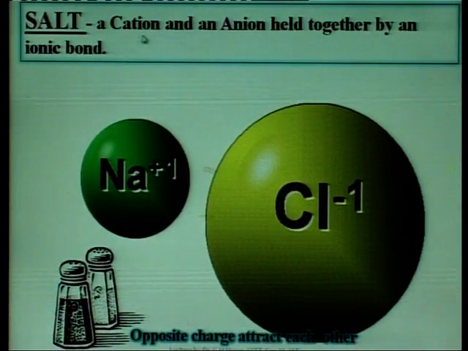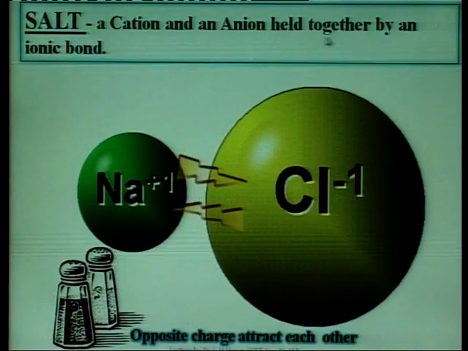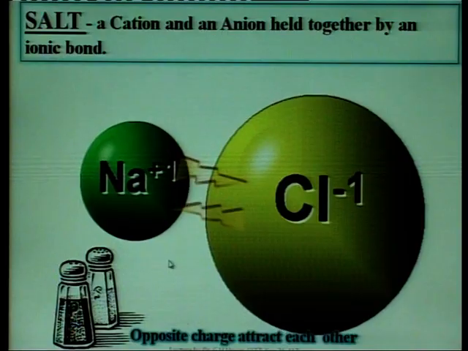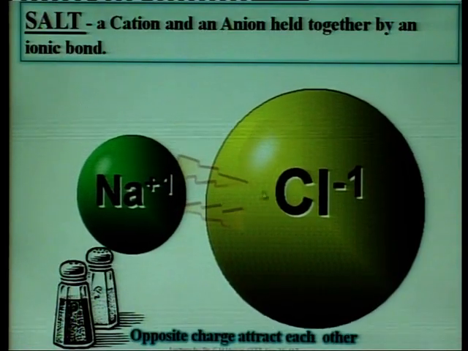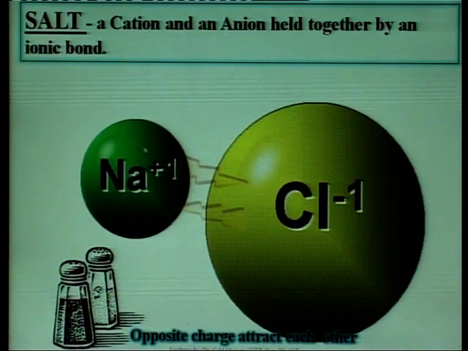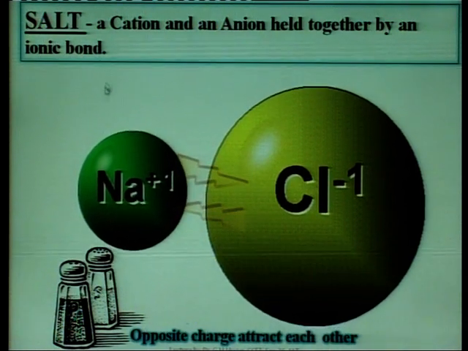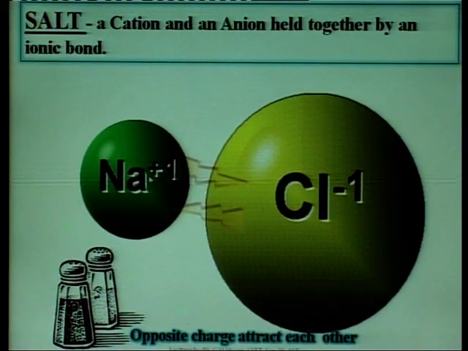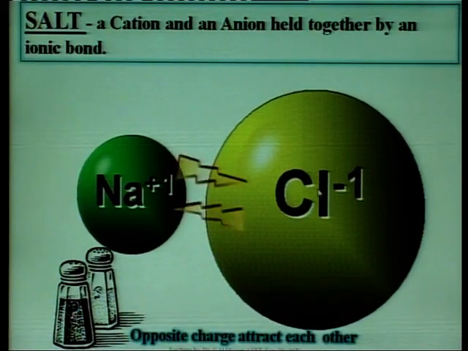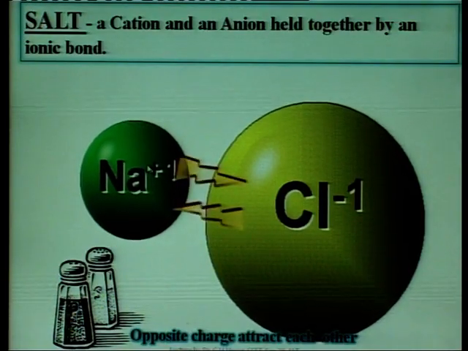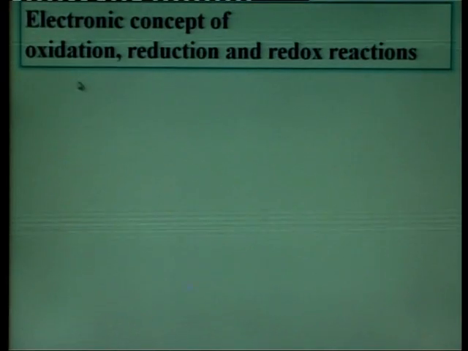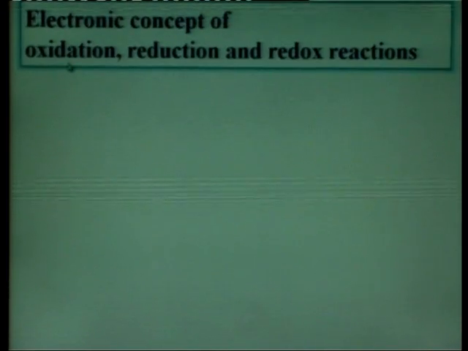When we take common salt, it contains a cation and an anion held together by an ionic bond. The strong electrostatic force of attraction between the chloride ion and the sodium cation makes it a strong ionic compound. Sodium has lost one electron to the chlorine atom, and thereby they attract each other. Therefore, in terms of the electronic concept, oxidation, reduction and redox reactions can be defined in this fashion.